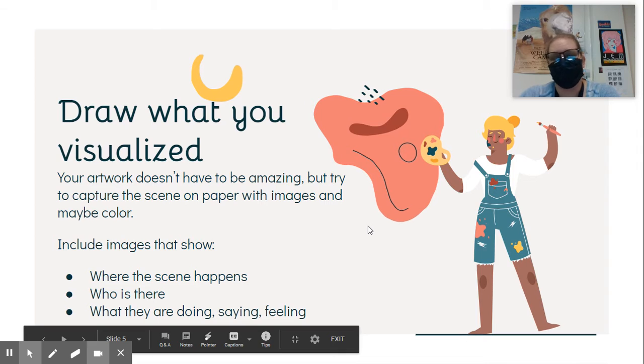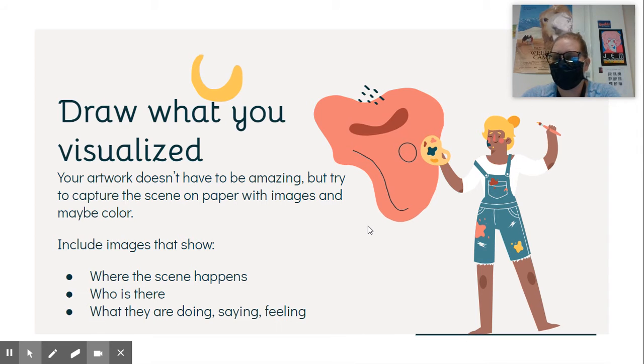Then I want you to draw. And remember that your artwork does not have to be amazing. What you're trying to do is capture on paper some of the things that you imagine in your mind. So include images that show where the scene happens, who's there, what they're doing, saying, and feeling, all those things that I asked you to think about. And consider adding some color maybe, because those are things that might help you out as you're writing.